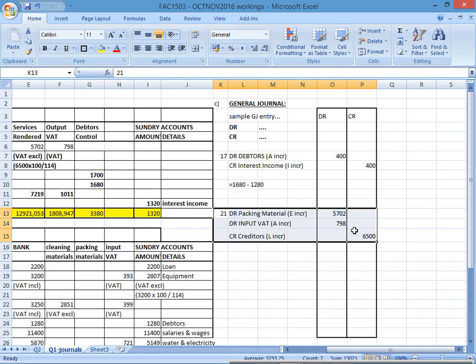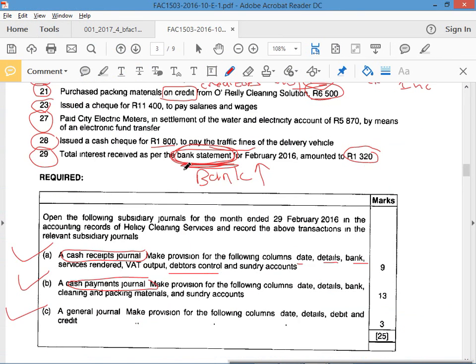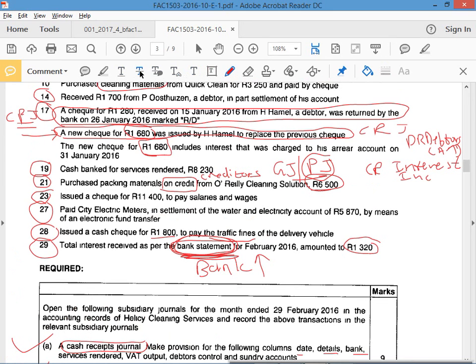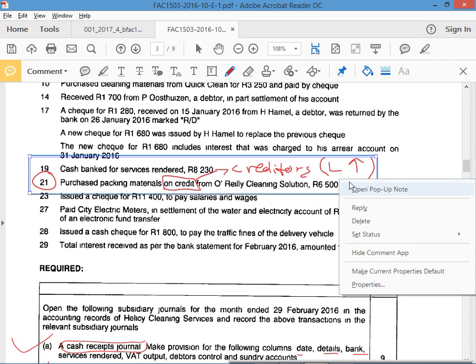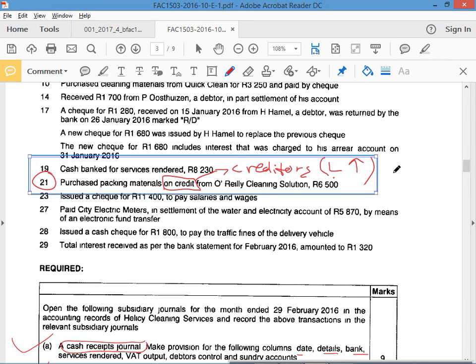So let's look at question 21 again. It says, purchase packing material on credit. There's the key word, on credit. That already tells me that I'm going to have creditors because I'm buying something from them. If I'm buying something from them, is my liability going to go up or down? It's going to go up, because a creditor is a liability. So look at your rules. There's a rule in your notes.